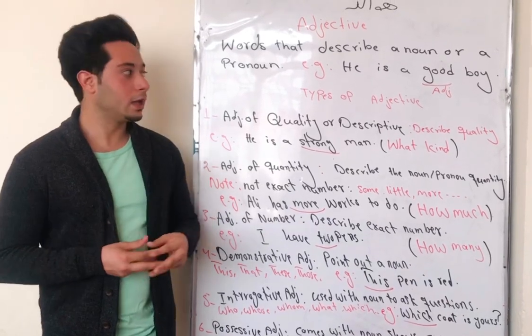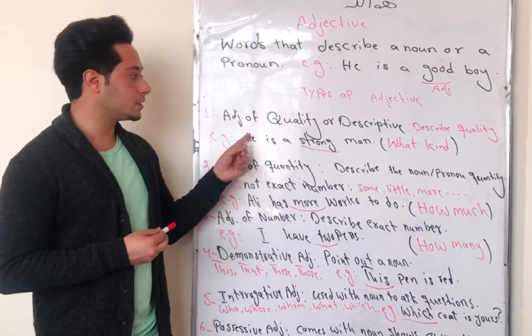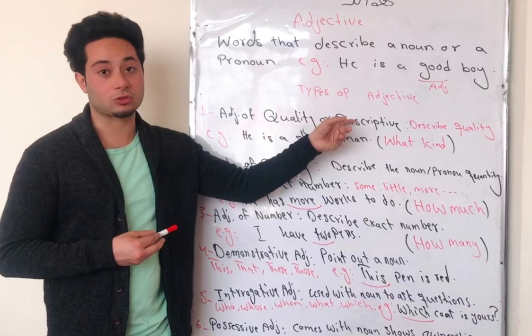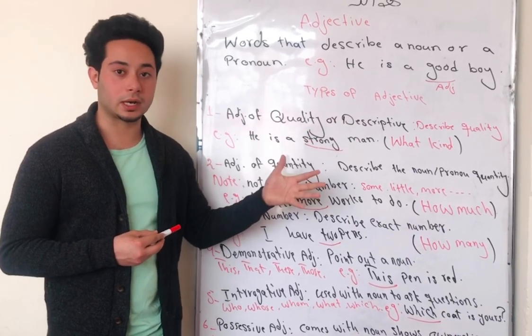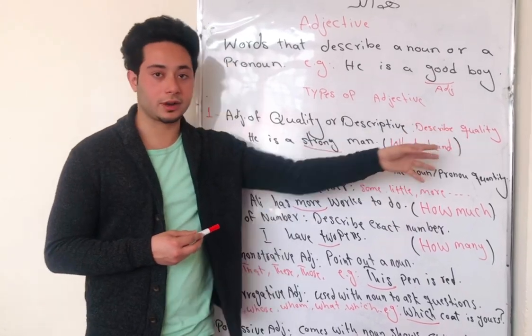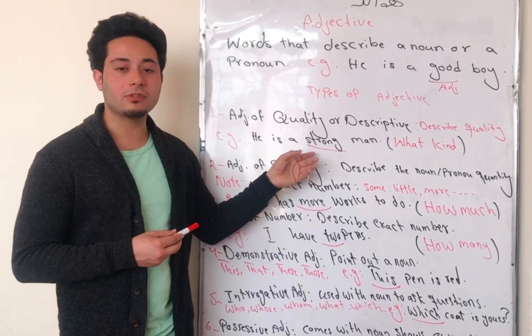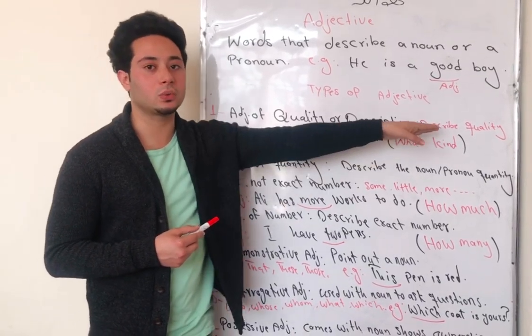There are many types of adjective in the English language, and today we're going to talk about 6 of them briefly. Types of adjective. The first type of adjective is adjective of quality. We can also call it adjective of descriptive. These are adjectives that come with a noun and talk about the quality of the noun. For example, he is a strong man. In this sentence, strong is an adjective that talks about the quality of the man. An adjective of quality answers the question: what kind?